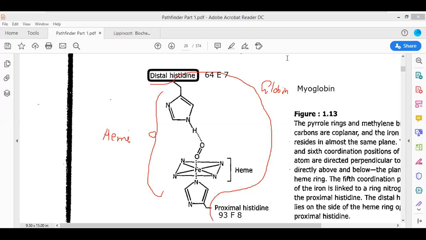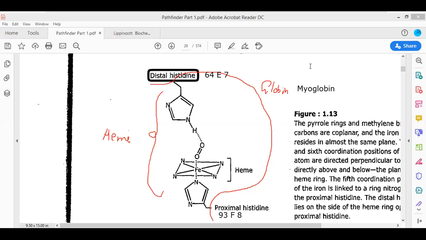If there is any query about the structure of myoglobin, please do ask. Now see, oxygen can bind here. At the time of need, the oxygen can be liberated and provided as an energy source. It could be used in the oxidation of glucose within our muscles.